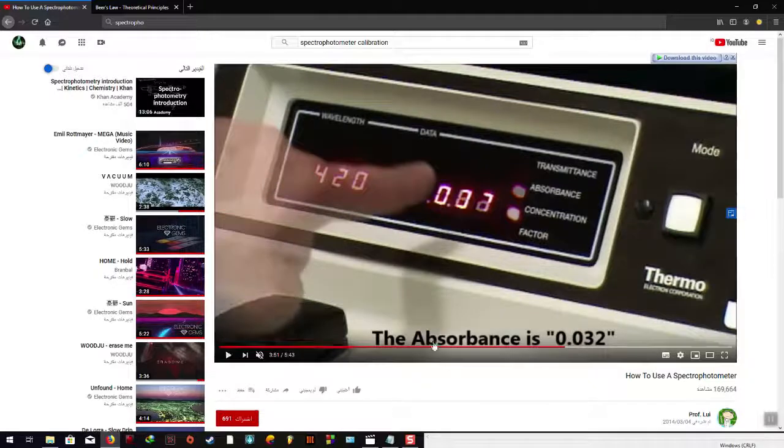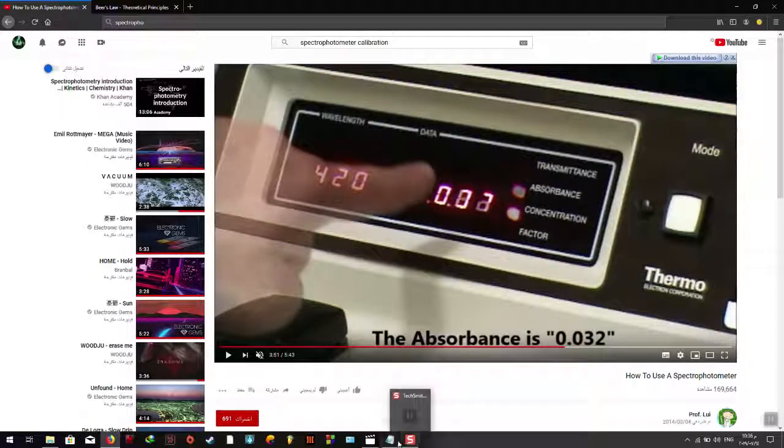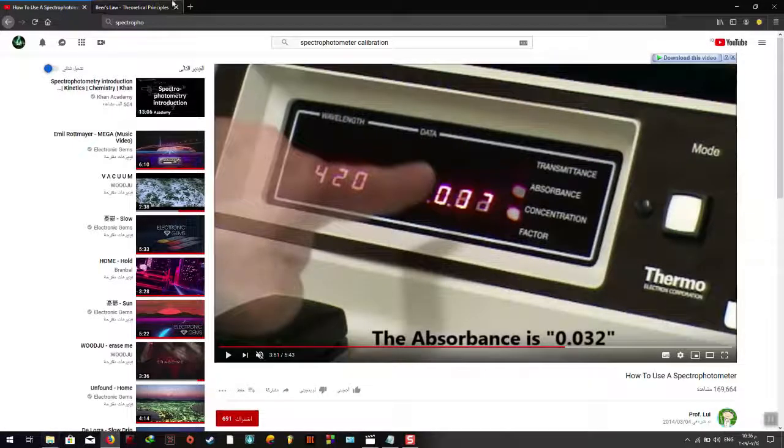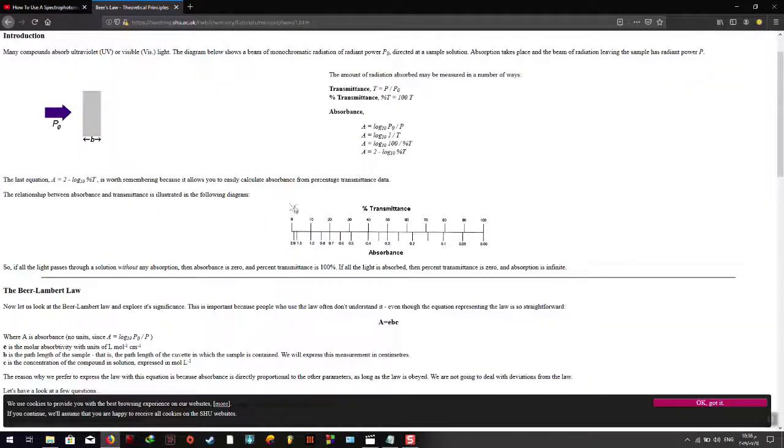And by this we get the absorbance. After we get the absorbance, we add, first and second, the standard. We now get the absorbance of the standard, and we know the concentration of the standard.